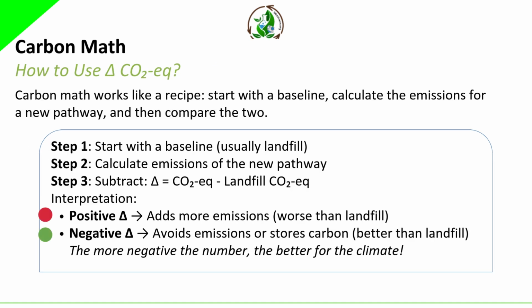Here's how it works. If landfill is plus 500 grams CO2 eq per kilogram and composting is minus 100, then shifting 1 kilogram of waste saves 600 grams CO2 eq. That's the power of delta CO2 eq. It quantifies the benefit of switching from one pathway to another.